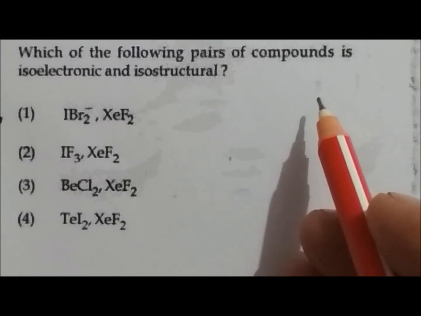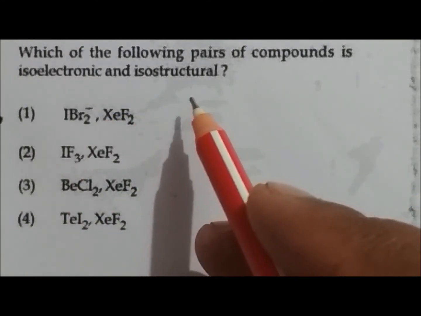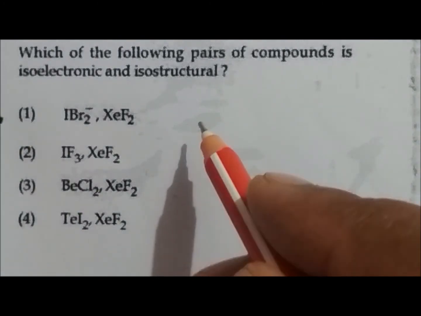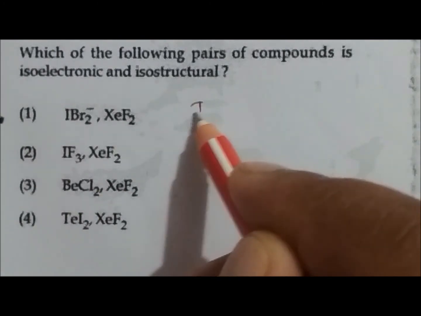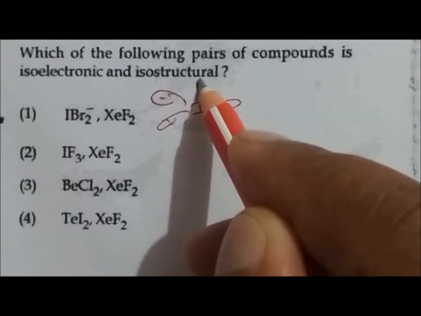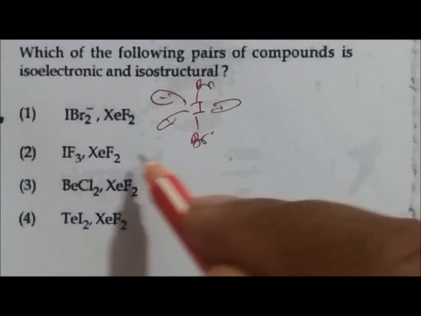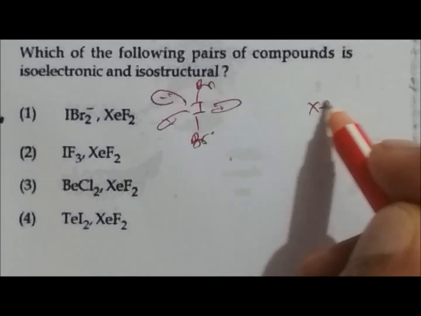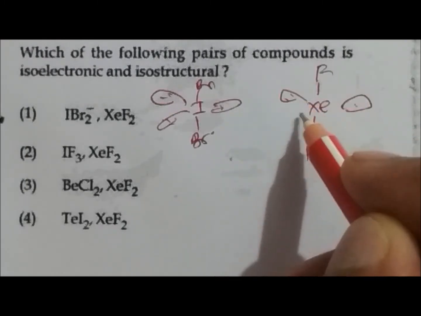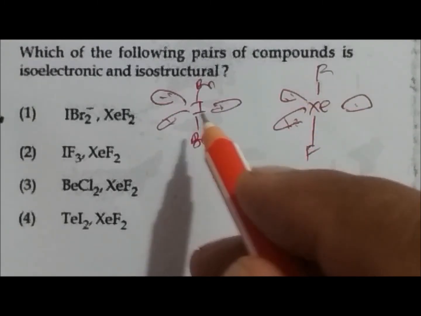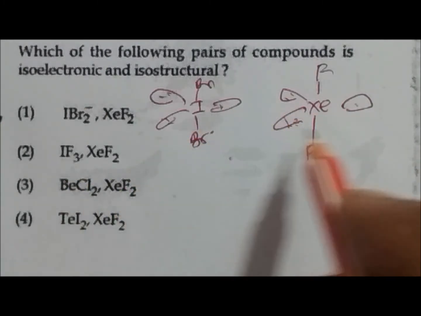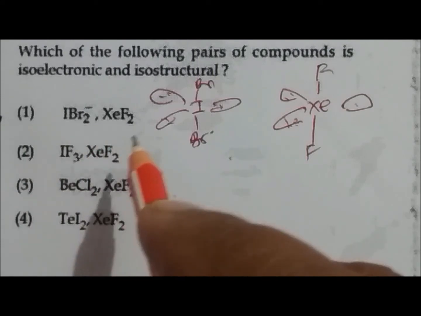Which of the following pairs of compounds is isoelectronic and isostructural? We'll check here IBr2-. IBr2- will be written like this: this is the I with three lone pairs, and Br is up and Br is down. And for xenon fluoride, this is the xenon with fluorines on either side, and this is the structure. By seeing the structure, these can be isoelectronic as well as isostructural. Both have 3 lone pairs and 2 bond pairs.